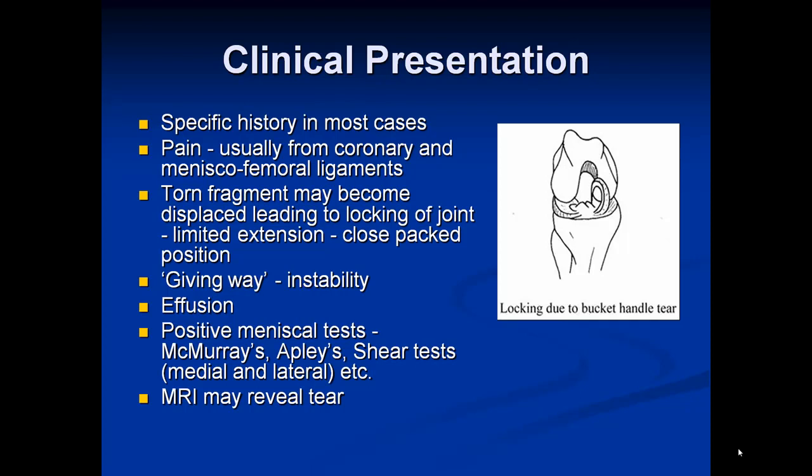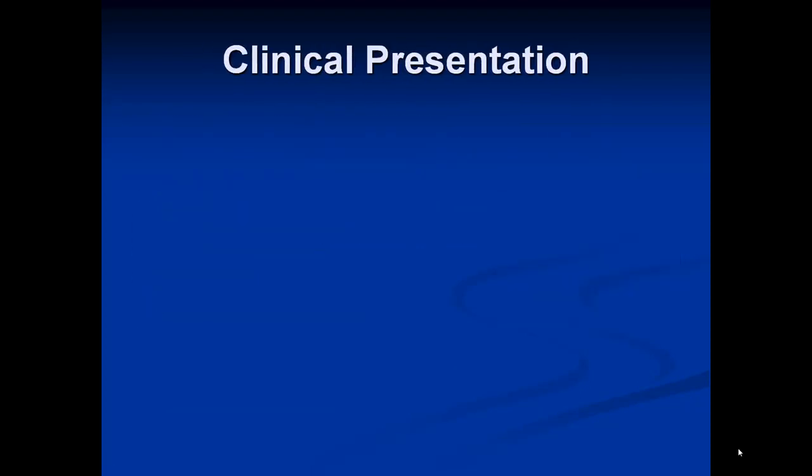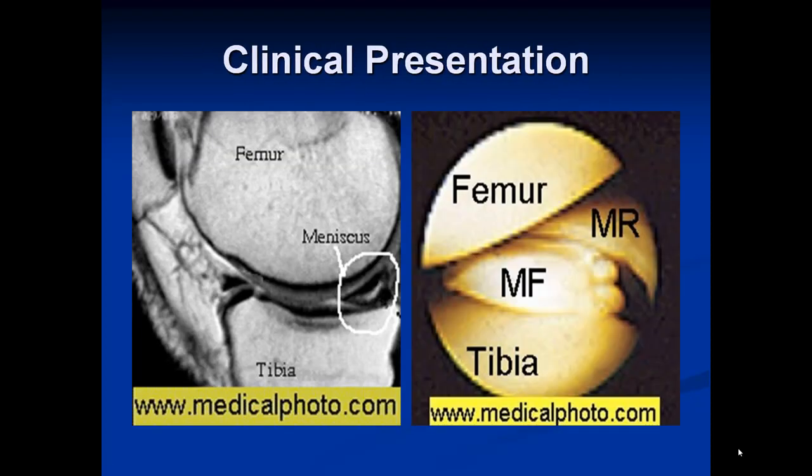Giving way may occur and is a sign of instability and loss of stability due to the tear within the meniscus. There is commonly effusion indicating that trauma has occurred, and on examination, positive meniscal tests such as McMurray's and Apley's would be appropriate. MRI is a useful investigation. Here you can see some MRIs of the knee joint itself with the menisci torn.